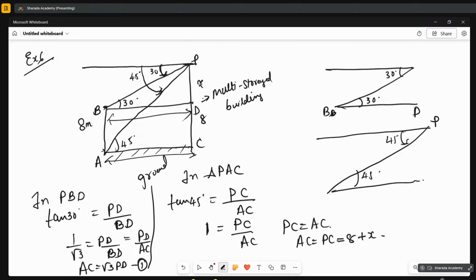This is 8, this is X, so 8 plus X. And what is PD here? It is this length. PD, I will take as X. Got it now? So this is root 3 x. Root 3 x is equal to 8 plus x. Shift here. This is the answer.